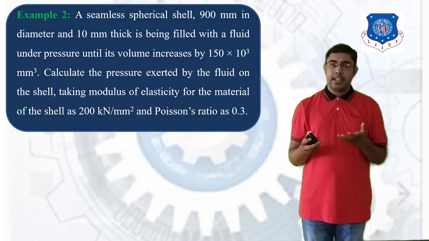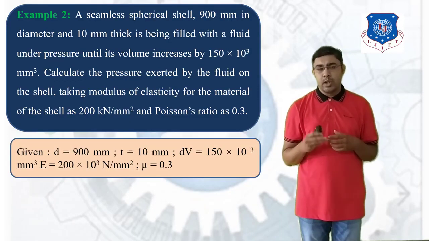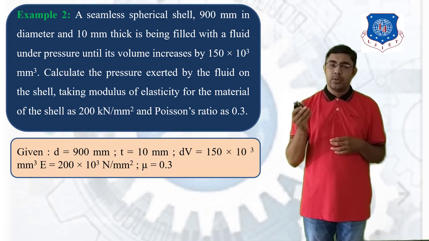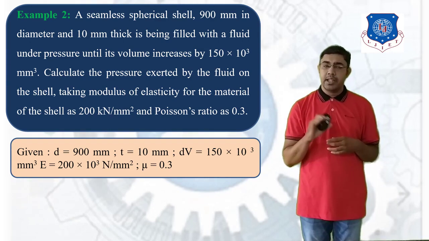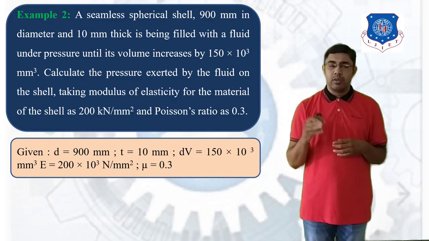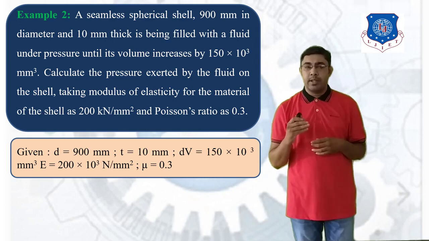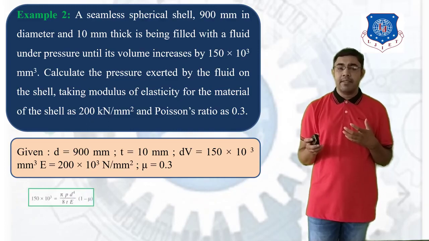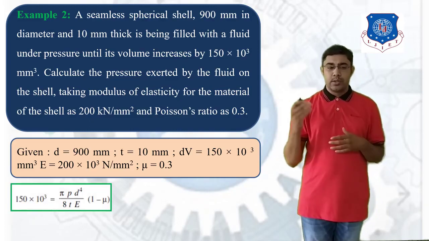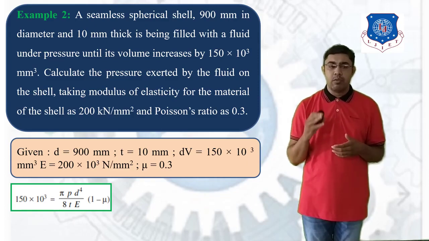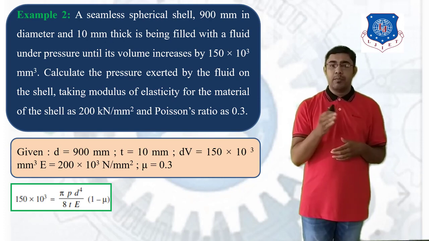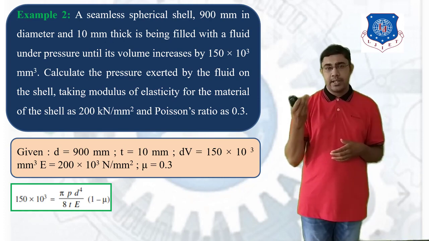First of all we collect the data given in this problem: D is equal to 900 mm, t is 10 mm, delta V is 150 into 10 raised to 3 mm cube, E is 200 into 10 raised to 3 Newton per mm square. We converted kilonewton per mm square into Newton per mm square, and nu is 0.3. Here delta V is given, so we use the equation delta V is equal to pi into P into d raised to 4 divided by 8 t E into 1 minus nu. We place delta V is equal to 150 into 10 raised to 3.